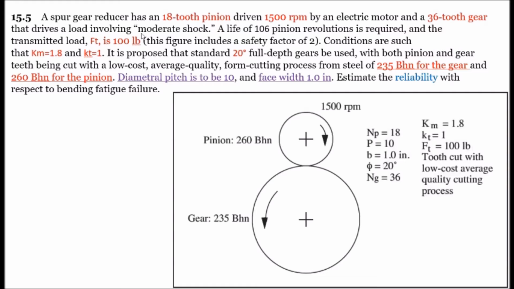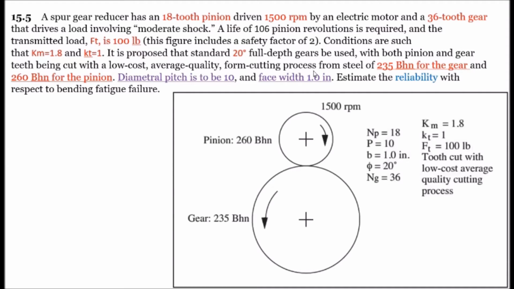Now this is going to be important here that we're dealing with a moderate shock. A life of 10^6 pinion revolutions is required, and the transmitted load is given to us as Ft of 100 pounds. This figure includes a safety factor of 2. Conditions are such that we have a Km equal to 1.8 and a K sub T equal to 1. It is proposed that standard 20 degrees full depth gears will be used. So this is important here to notice this is 20 degrees. With both pinion and gear teeth being cut with a low cost, average quality form cutting process.